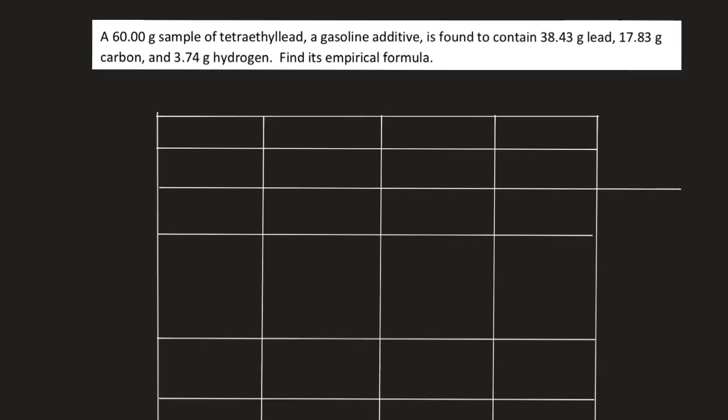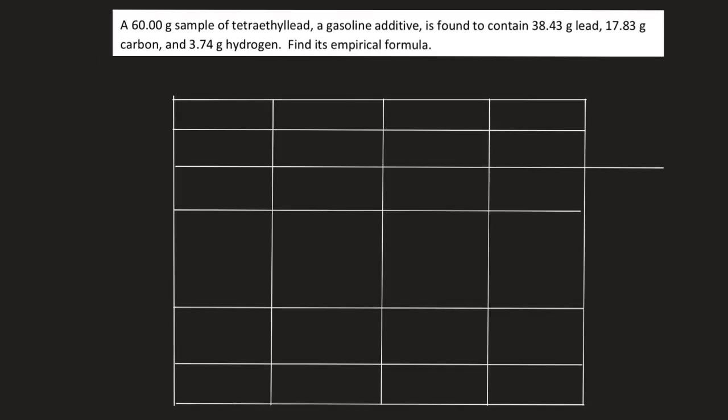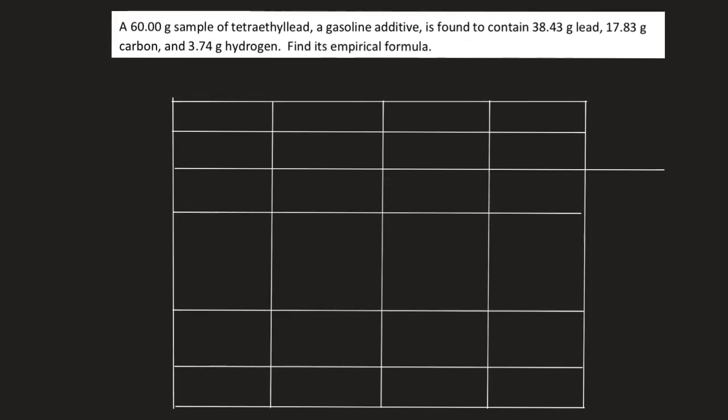All right, for the second example, it's a little bit different. So we're just going to have a look here. This time, instead of giving you the percentages, they're giving you the grams. So they're telling you that your sample is 60 grams. Now we don't have to worry about it being 100 because we're not working with percentages.